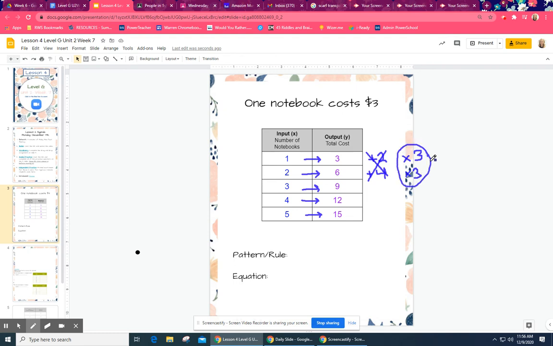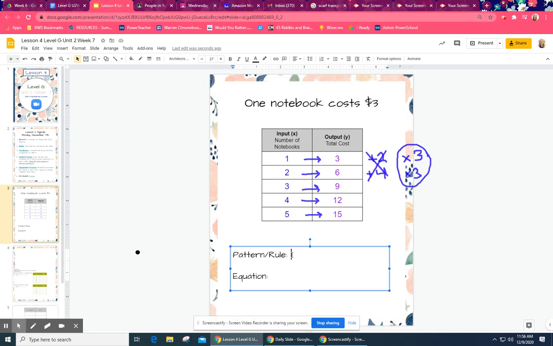So that is our rule or pattern. Rule and pattern mean the exact same thing. So we're multiplying by 3.